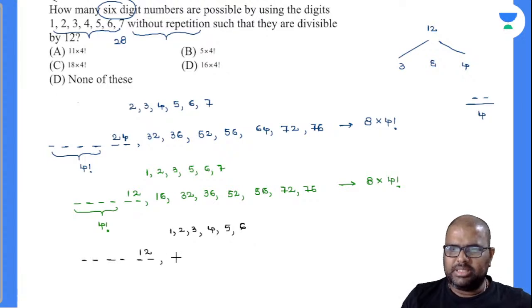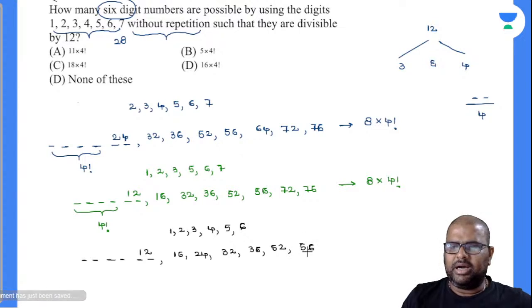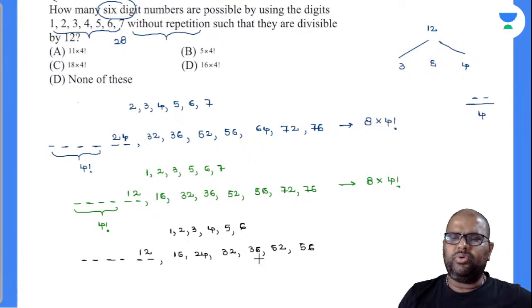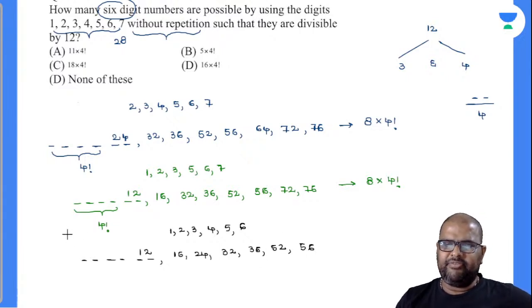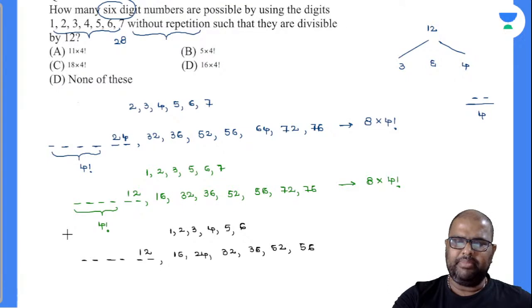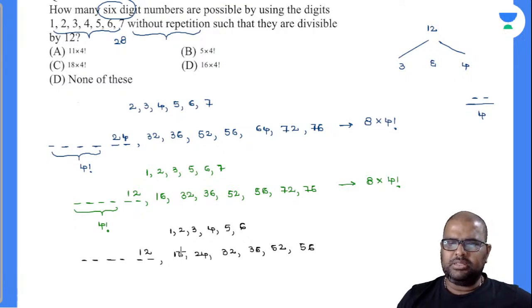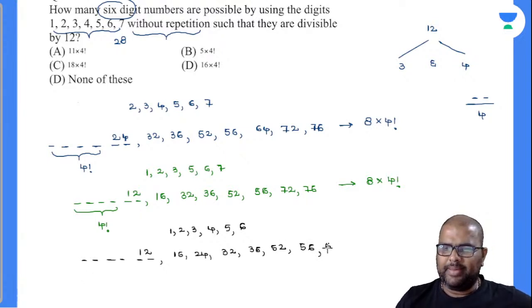Now what are the other numbers there? 12 is there, 16 is there, 24 is there, 32 is there, 36 is there, 52 is there, 56 is there. Are there any other numbers? So 1, 2, 3, 4, 5, 6, 7 only? 52, 56. Did I miss out anything there? 12. 1, 2, 3, 4, 5, 6, 7. Yes, one more number, 64. Am I right or wrong?